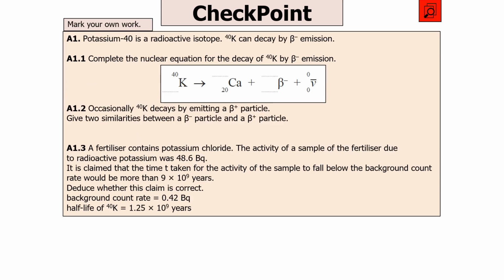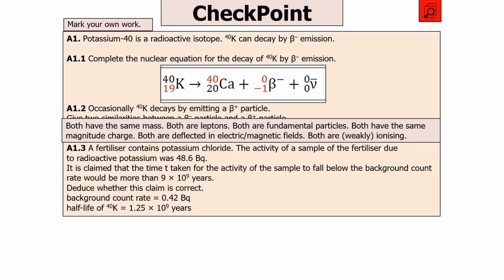Right, in this next one we know that calcium has 20 protons, and by beta minus emission it's gained a proton, so potassium must be 19, but the overall nucleon number stays the same, so calcium has 40, and we also know that the beta minus particle is always 0, minus 1.